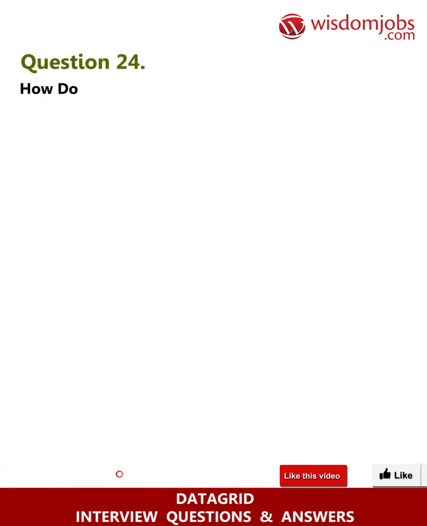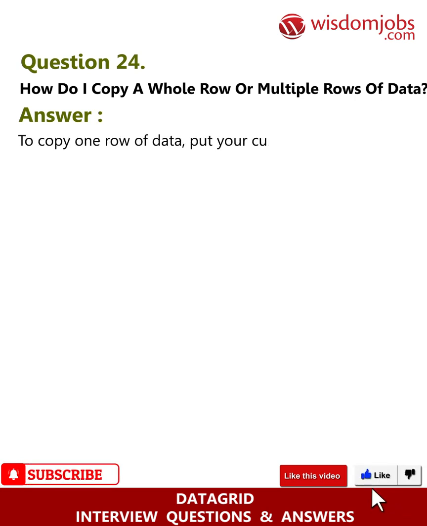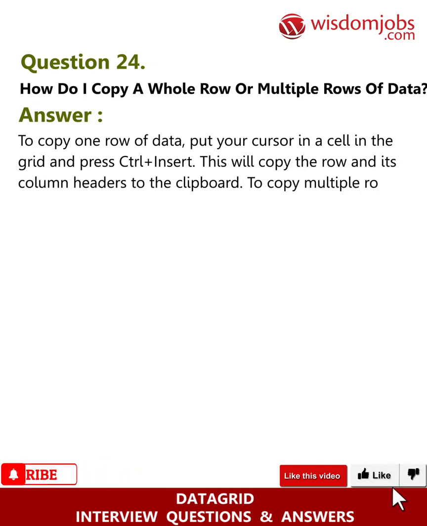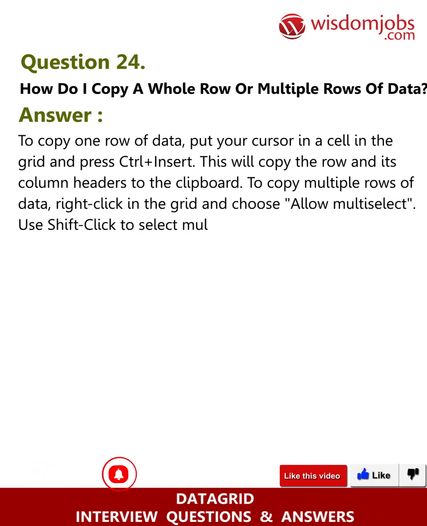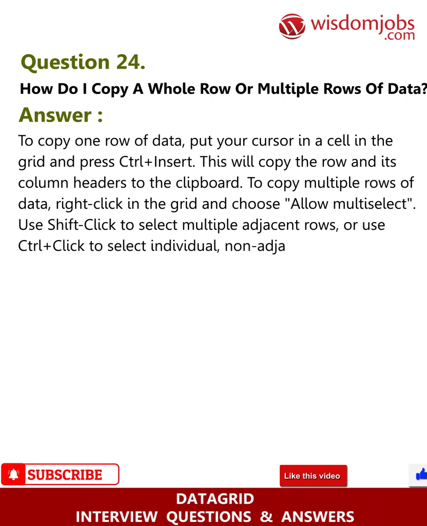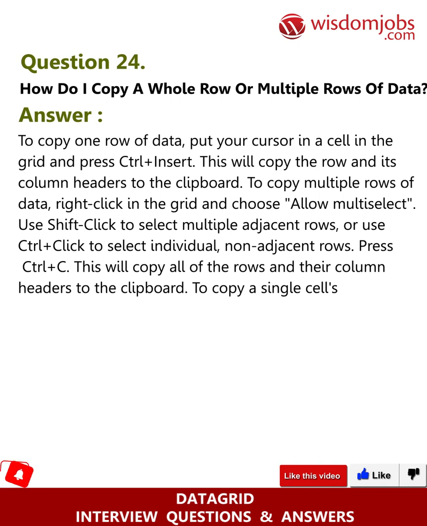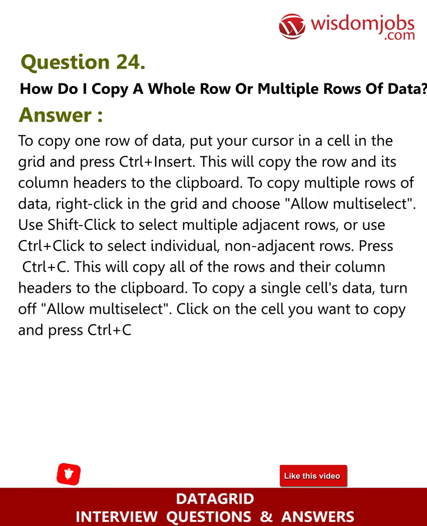Question 24. How do I copy a whole row or multiple rows of data? Answer. To copy one row of data, put your cursor in a cell in the grid and press Ctrl+Insert. This will copy the row and its column headers to the clipboard. To copy multiple rows of data, right-click in the grid and choose Allow Multi-Select. Use Shift-click to select multiple adjacent rows, or use Ctrl+click to select individual, non-adjacent rows. Press Ctrl+C. This will copy all of the rows and their column headers to the clipboard. To copy a single cell's data, turn off Allow Multi-Select. Click on the cell you want to copy and press Ctrl+C.